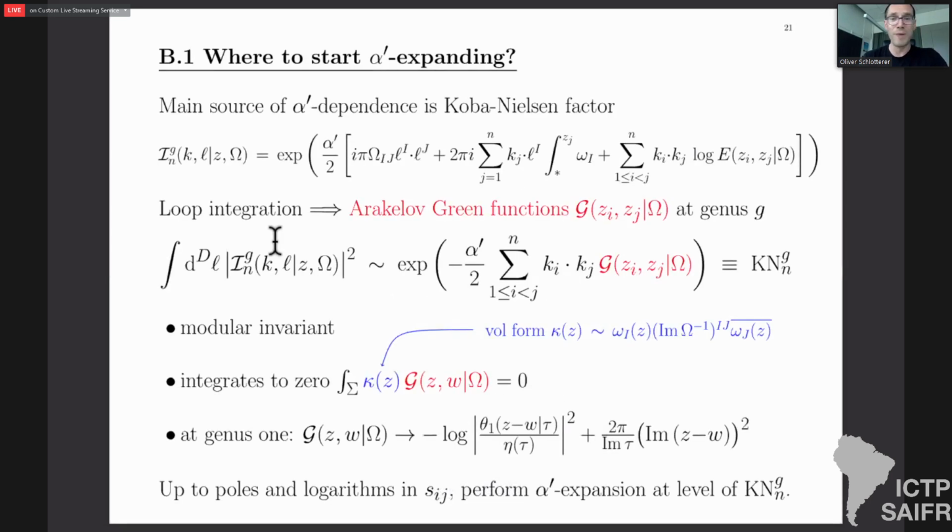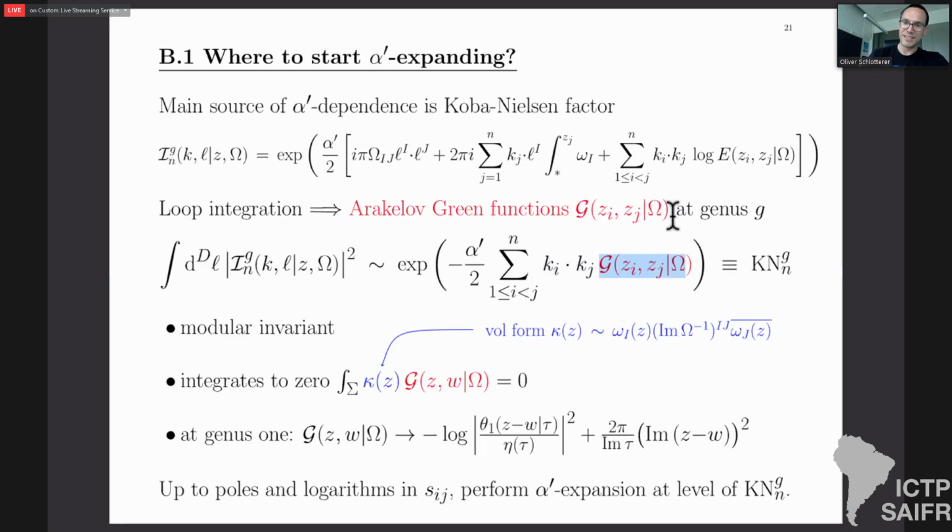And this is a good moment to get rid of the loop momenta. So we have the loop momenta in the form of a Gaussian by virtue of the chiral Koba-Nielsen factor. So we can, without much trouble, perform a Gaussian integral over loop momenta. And this is the moment where modularity can be manifested. If you arrange the result of the loop integral and the Koba-Nielsen factor in a good way, you get a modular invariant Green's function, the so-called Arakelov-Green's function, if you make use of momentum conservation.